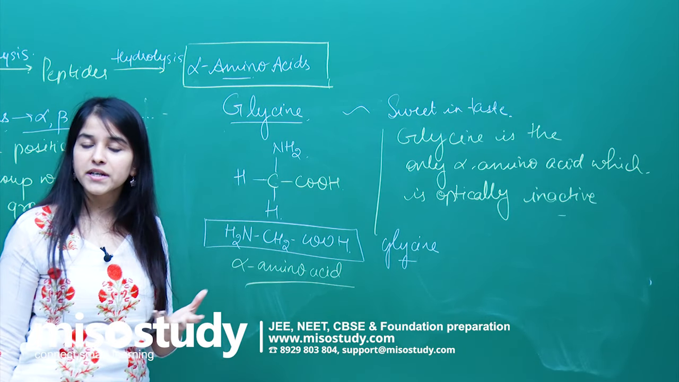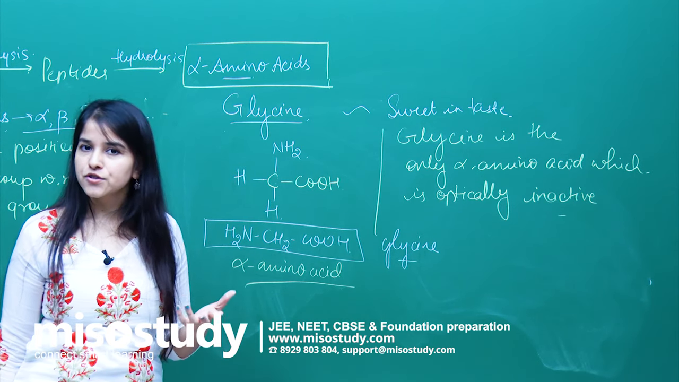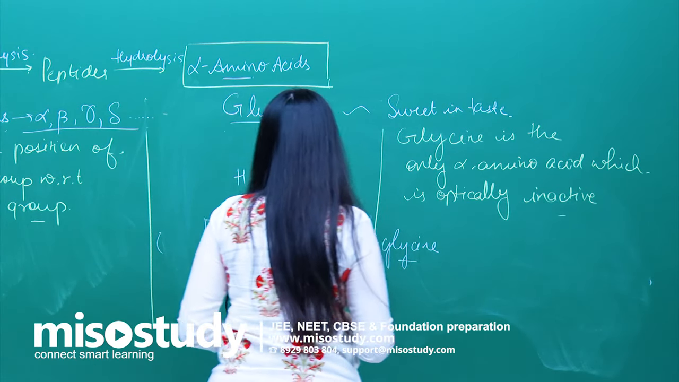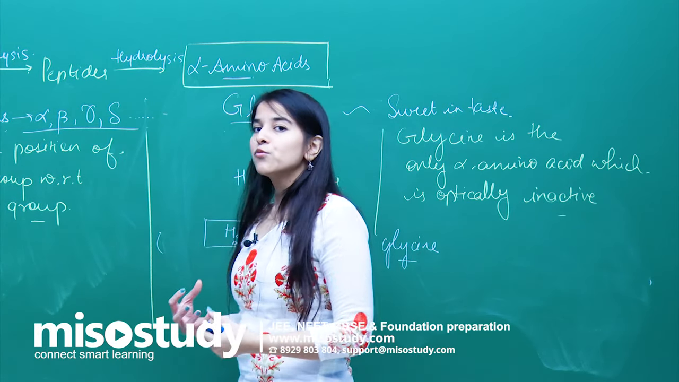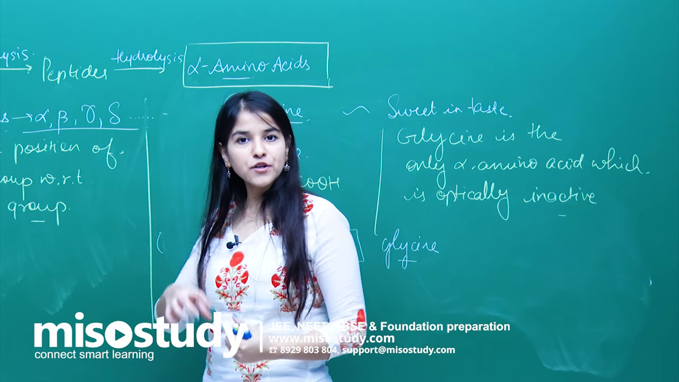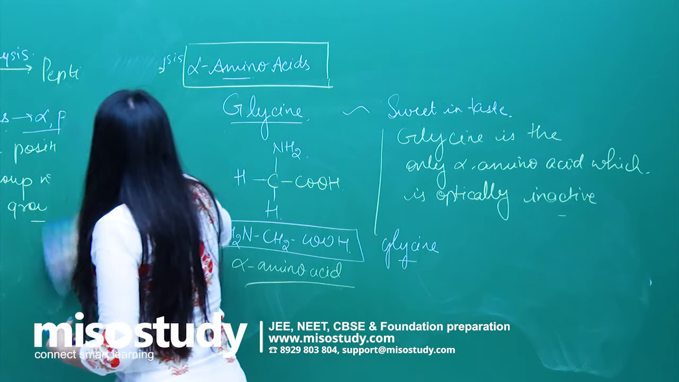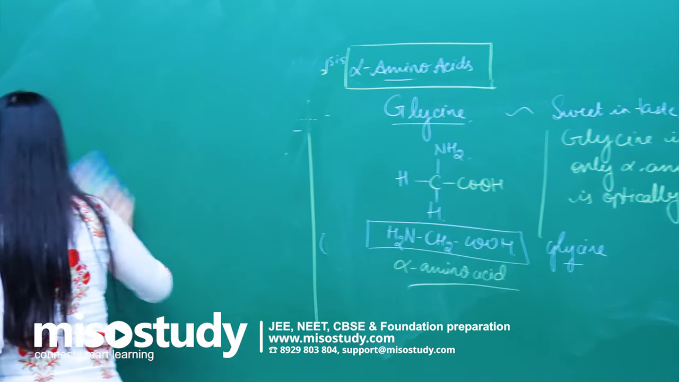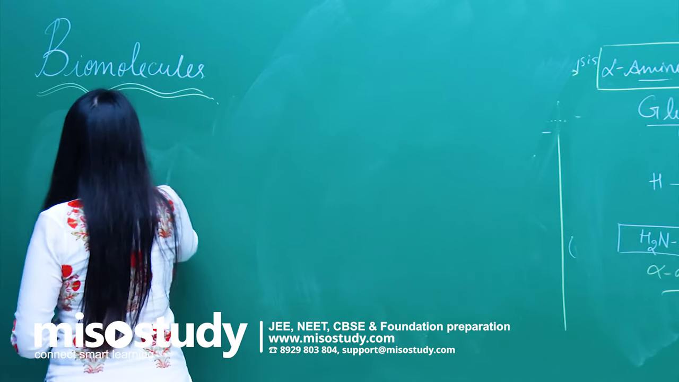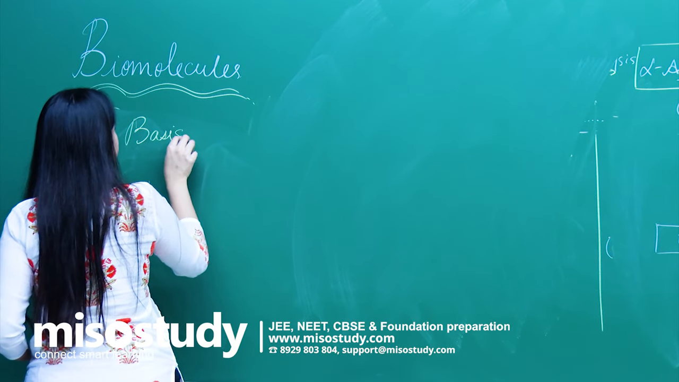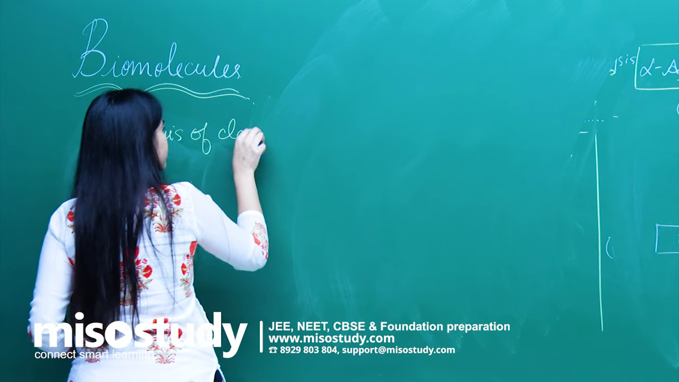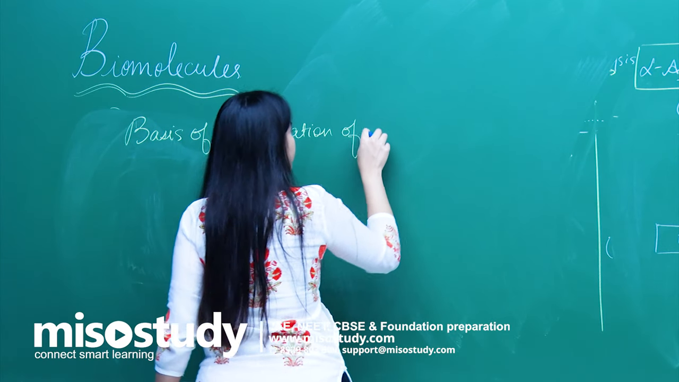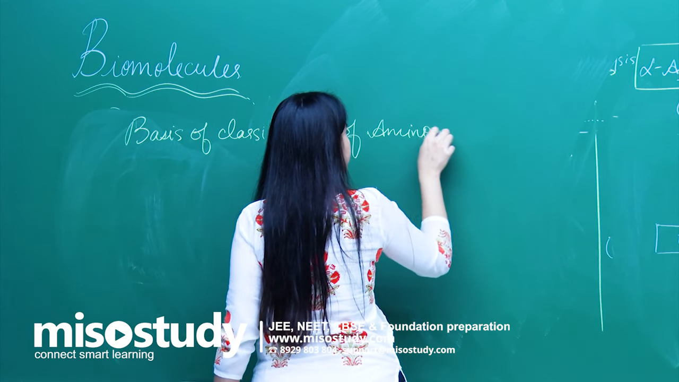It will not be forming any kind of enantiomers, any kind of diastereomers, etc. So, I hope you all have got this. So, this is known as glycine. Now, let's move on to the basic classification of amino acids over here. So, what are the bases of classification of amino acids?